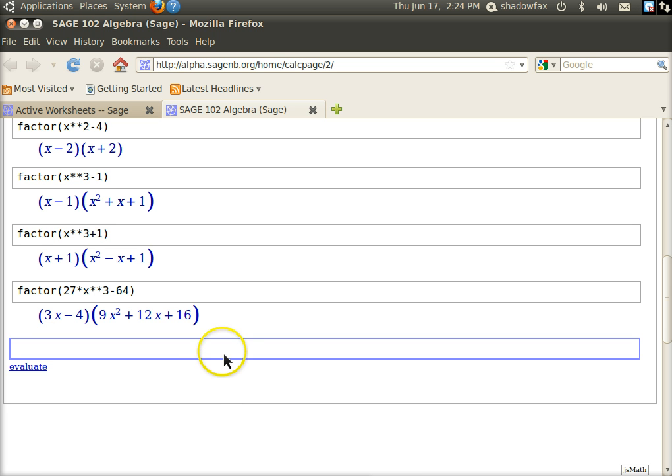What if I want to factor something like this? Factor, let's see, 125 times x cubed plus 8 times y cubed.